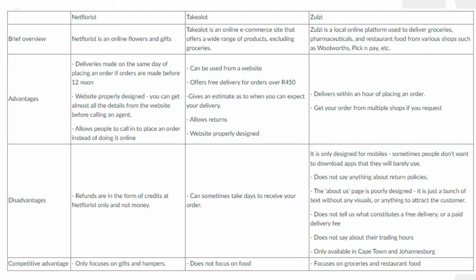I'm not going to go through this entire thing. You can just read it on your own time, but you can see at the bottom there's a competitor advantage for each and every online store. So with Netflorist, they only focus on gifts and hampers, flowers. When it comes to Takealot, they don't focus on food or groceries or anything like that. They focus on gadgets and home appliances and all the good stuff. And Zulzi, on the other side, only focuses on groceries and restaurant food.